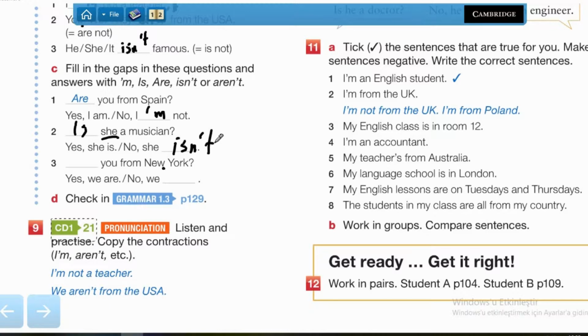Number 3, and the last one, you. Are you? Are we? Are they? So are you from New York? Yes, we are. No, we aren't. Here we go.